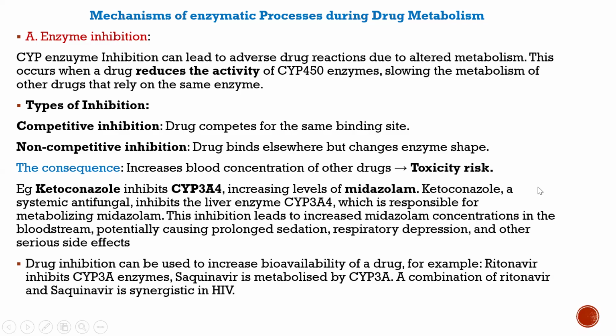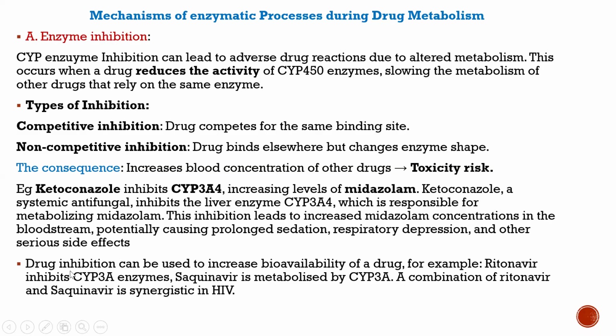So the effect is that ketoconazole, which is a systemic antifungal, inhibits the liver enzyme cytochrome P3A4, which is responsible for metabolizing midazolam. This inhibition leads to increased midazolam concentration in the bloodstream, potentially causing prolonged sedation, respiratory depression, and other serious side effects. Do you understand what I'm saying? This is a very typical example when you give ketoconazole and midazolam together. Ketoconazole can inhibit the metabolism of this drug, and then this drug will increase in concentration in the bloodstream and cause a serious side effect.